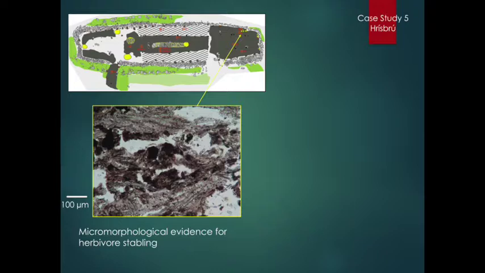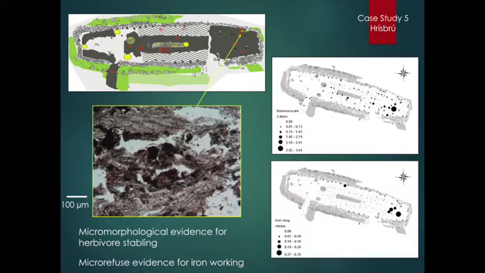And at the same time, the micro-refuse analysis showed something surprising, which was a concentration of hammer scale and slag in that part of the house. Obviously, that was not taking place at the same time as animals were being kept there. So you have to think about the complexity of the use of space of a house. In the summertime, when the cattle were grazing, the byre end of the house was clearly being used for other things, including some metalworking.